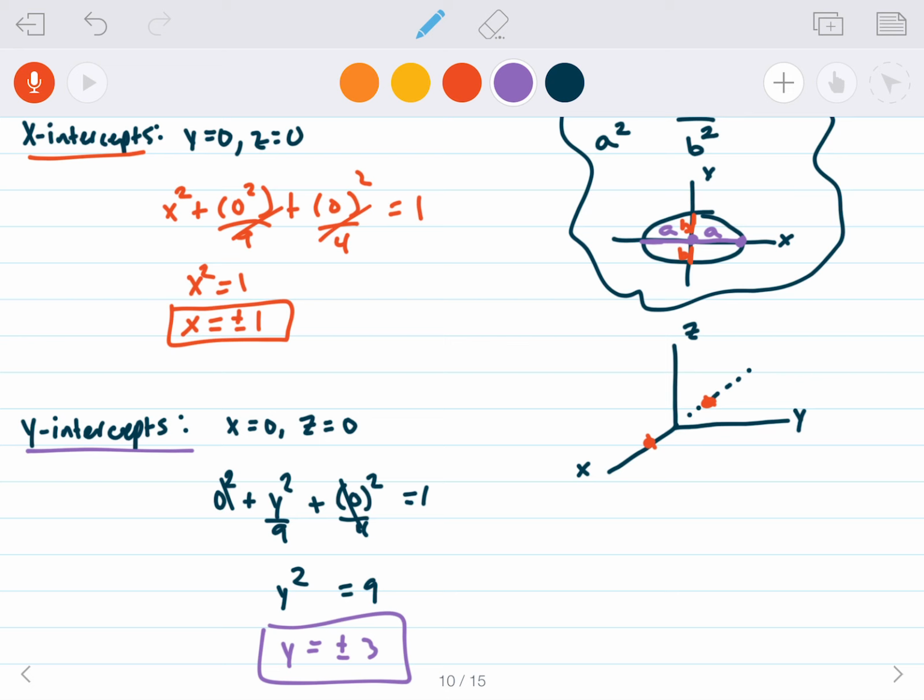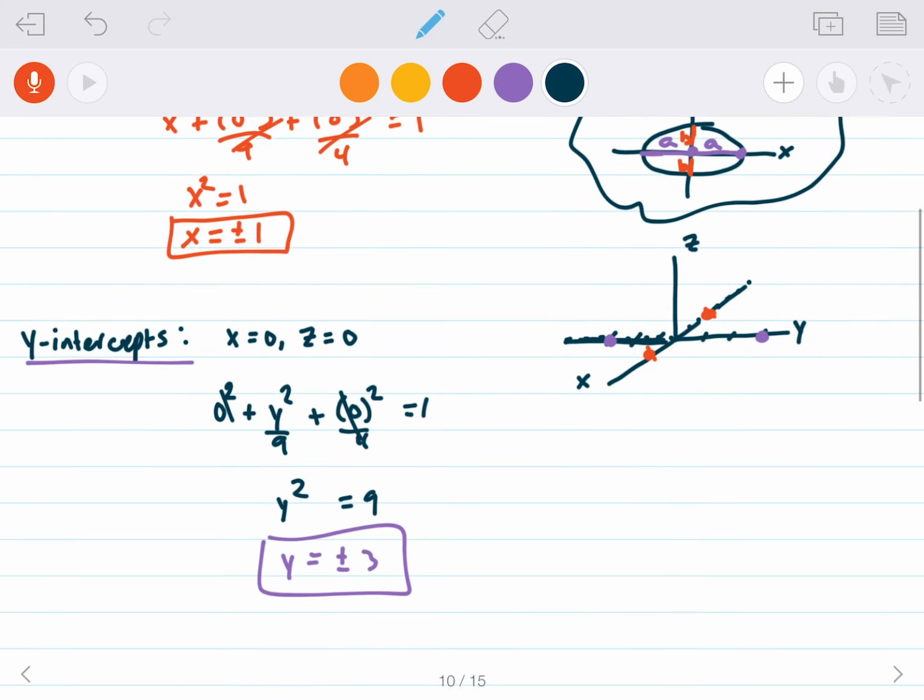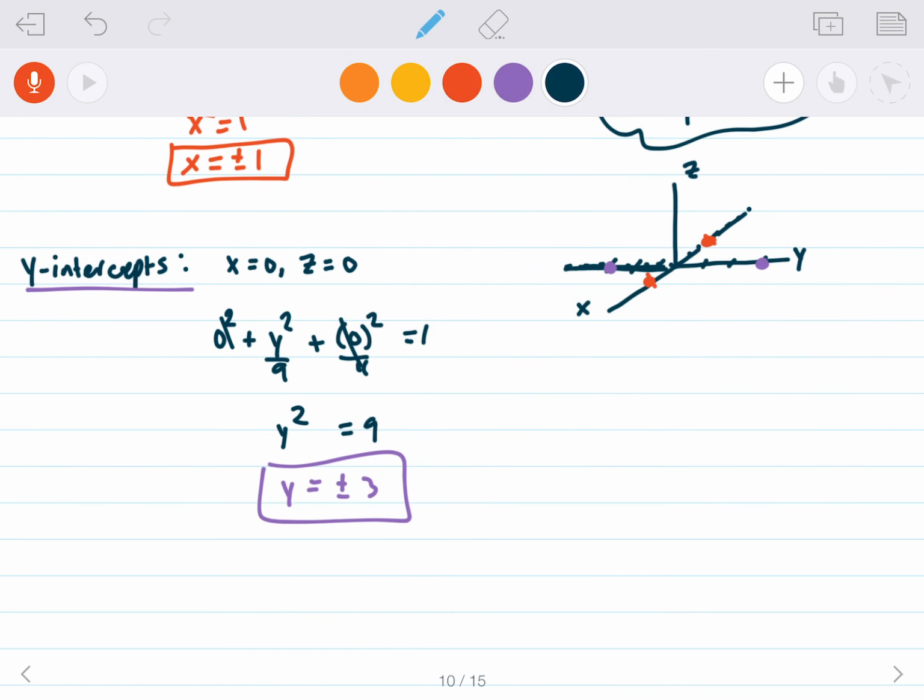So I have, let's see, 1, 2, 3, and then I'll go out this way as well. 1, 2, 3. Maybe I'll just not make it dotted. Alright, so I have -3 over here, +3 over here. And finally, I'll get my z-intercepts by setting x and y to 0.